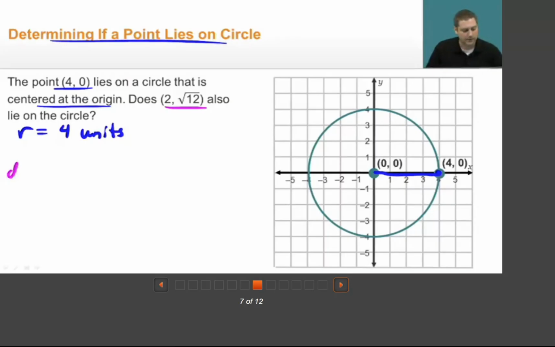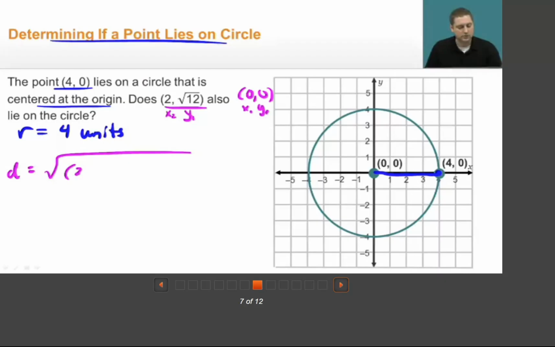So let's do that. So the distance, all right, well, I'm going to let 2, square root of 12 be my second point, and I'm going to let 0, 0, the origin, be my first point. So we're going to get 2 minus 0, quantity squared, plus the square root of 12 minus 0, that quantity squared. Well, 2 minus 0 is 2, and if I square it, I'm going to get 4. Square root of 12 minus 0 is square root of 12, and when I square that, I just get 12.